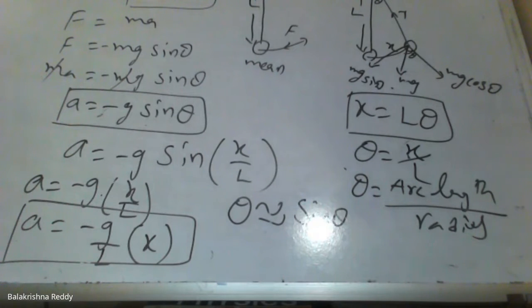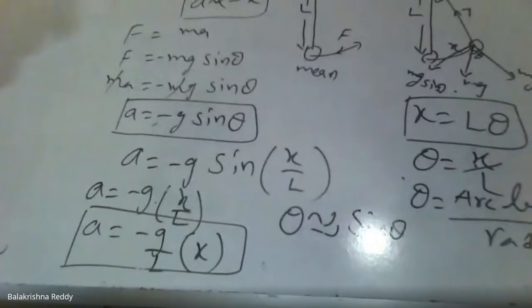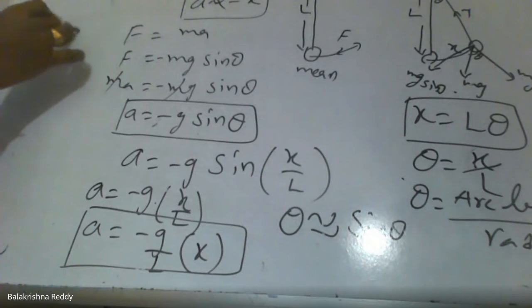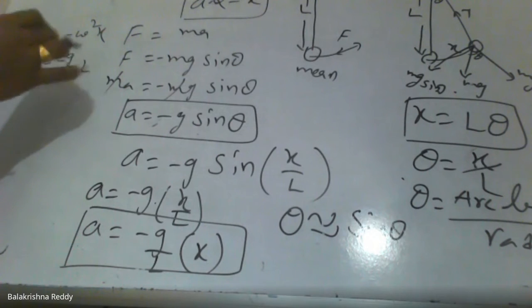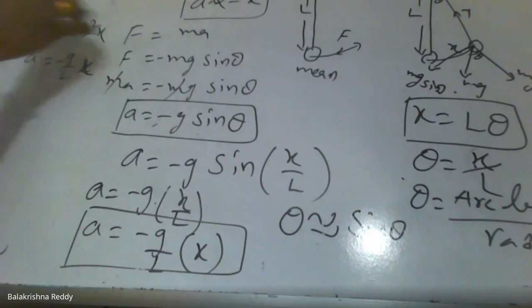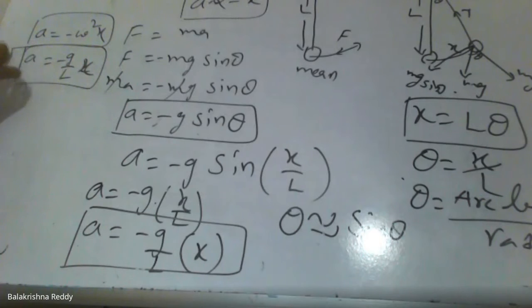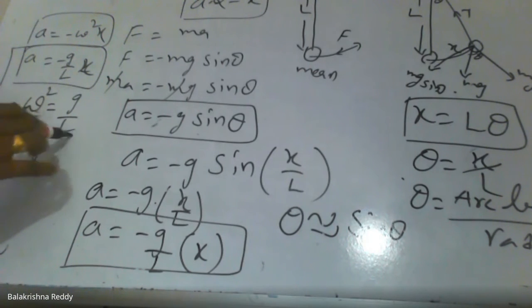Comparing with the condition of simple harmonic motion, I can write a equal to minus omega square x and a equal to minus g by L into x. From these two equations, omega square equal to g by L. Therefore, omega equal to under root of g by L.